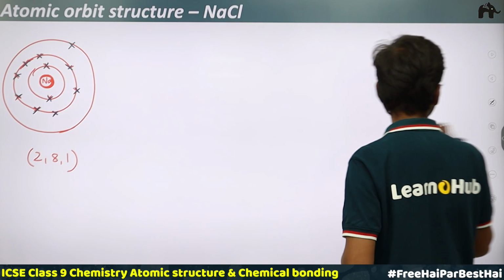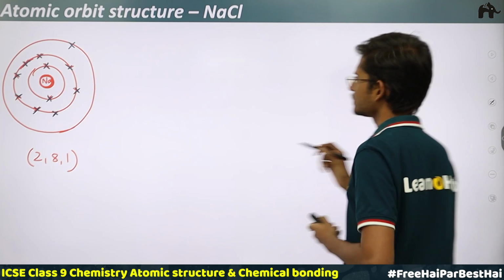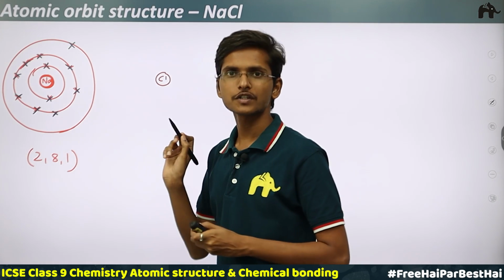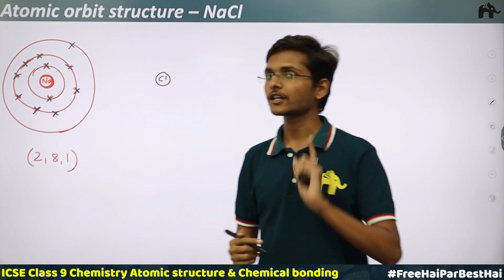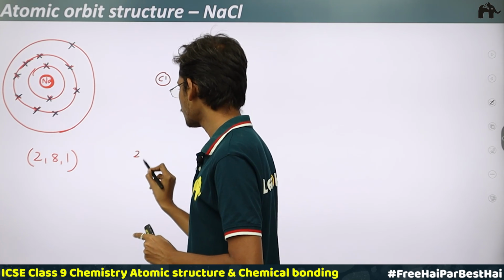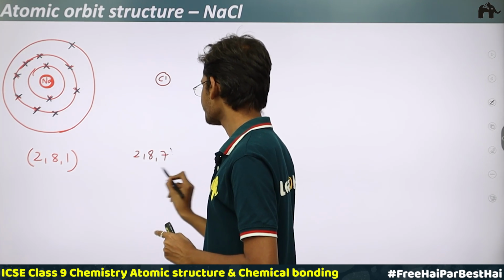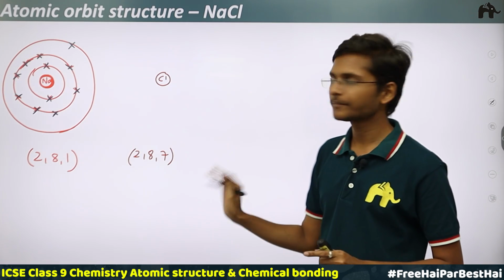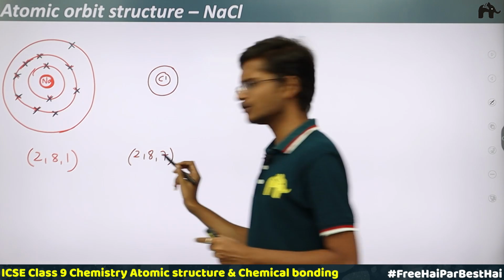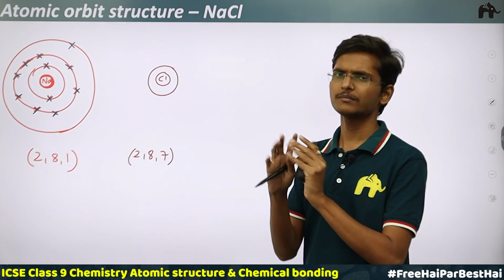Now moving to the chlorine atom. In the same manner, I will first draw the chlorine atom's nucleus. Then we need to know the electronic configuration to draw the number of shells. So chlorine's electronic configuration is 2, 8, 7. In the same way, you can also derive the electronic configuration based on the rules.